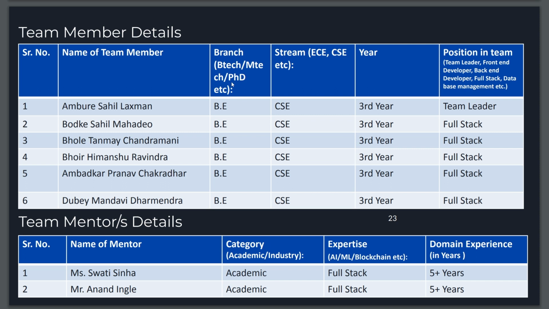These are the team member details. First is I, Ambure Sahil Lakshman. I am the team leader. Next are Sahil, Tanmay, Himanshu, Pranav Ambadkar, and Manvi Dube. Each and every member of our team has expertise in full stack development, and our team mentors have expertise in full stack development as well.